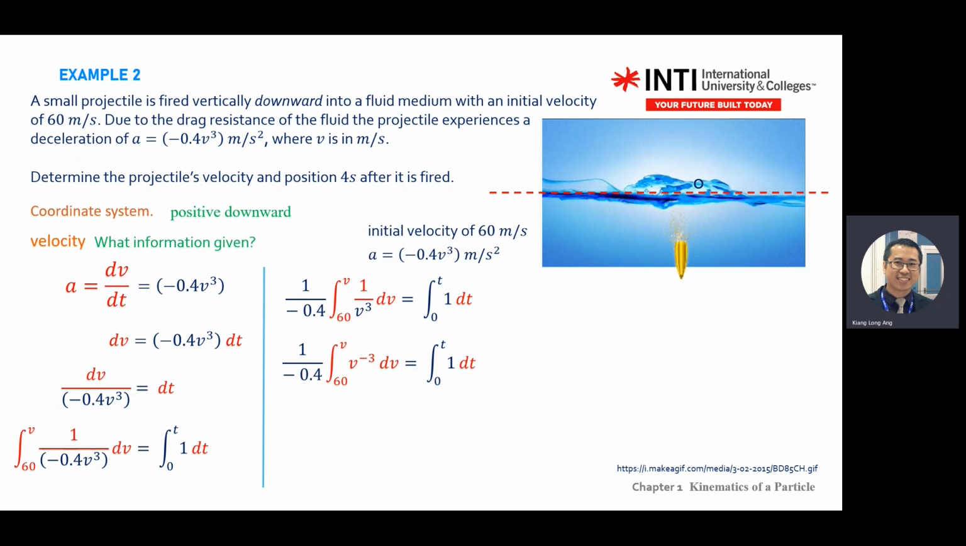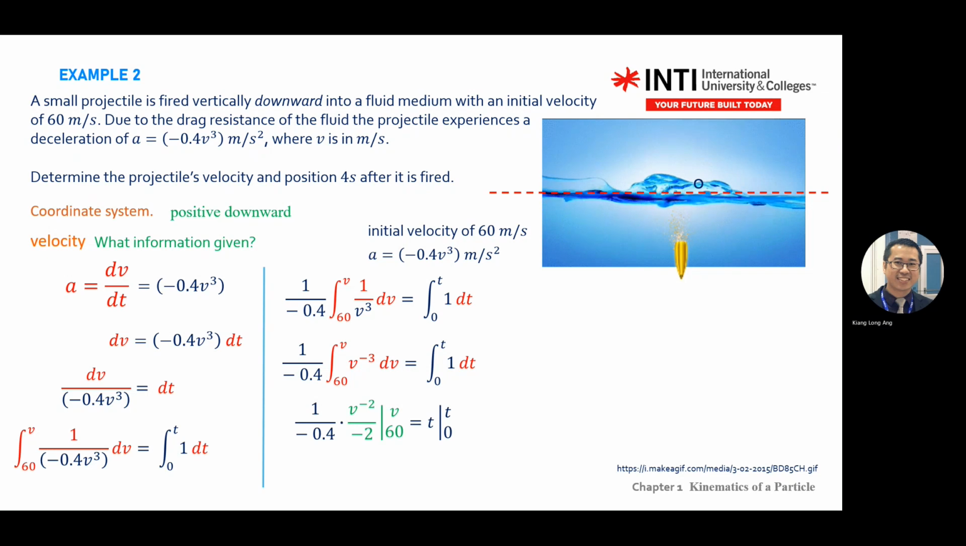When you integrate v power negative 3, you add 1 and divide by n plus 1. So this becomes v power negative 2 divided by negative 2, substituted from v to 60. This side, you get t minus 0. Okay, all this you need to show in your solution when it comes to test or final exam. You need to show all these steps.